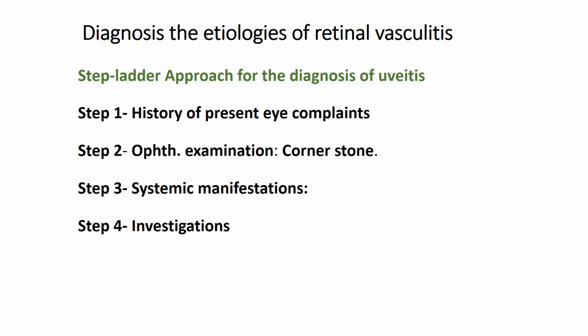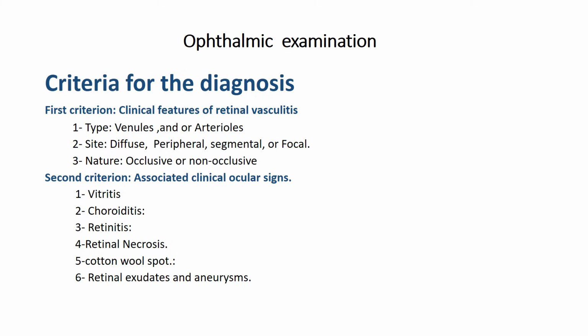Diagnosis of the causes of retinal vasculitis, according to the stepladder approach for diagnosis of uveitis, is in 4 steps. Step 1, history of present eye complaints. Step 2, ophthalmic examination, which is the cornerstone in the diagnosis. Step 3, systemic manifestations. Step 4, investigations directed according to the clinical features of uveitis.